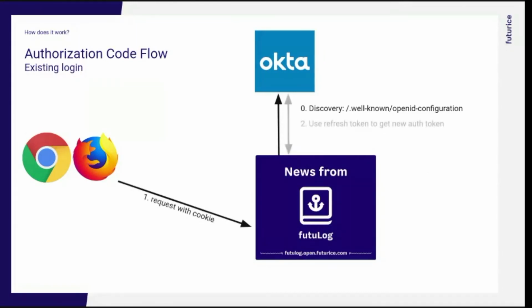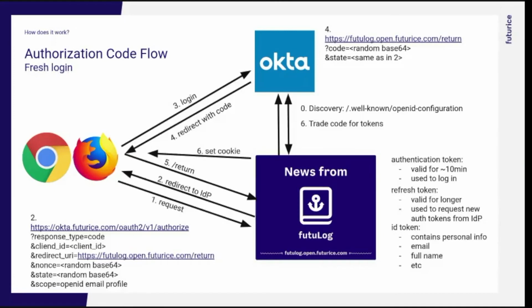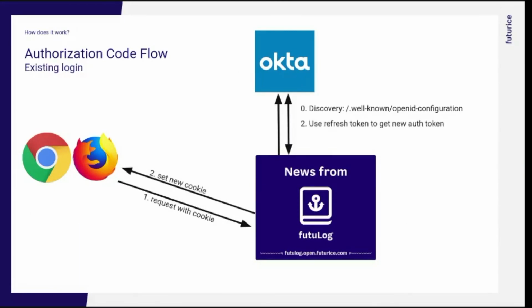If not, then we use that refresh token to talk to Okta again, get a new auth token, and then set a new token and return our content. If this request fails, so if Okta denies us, for example, because the user was logged out or the refresh token was revoked for some reason, then we would just redirect you and you would go through all of this again. So that's how the code flow in general works.